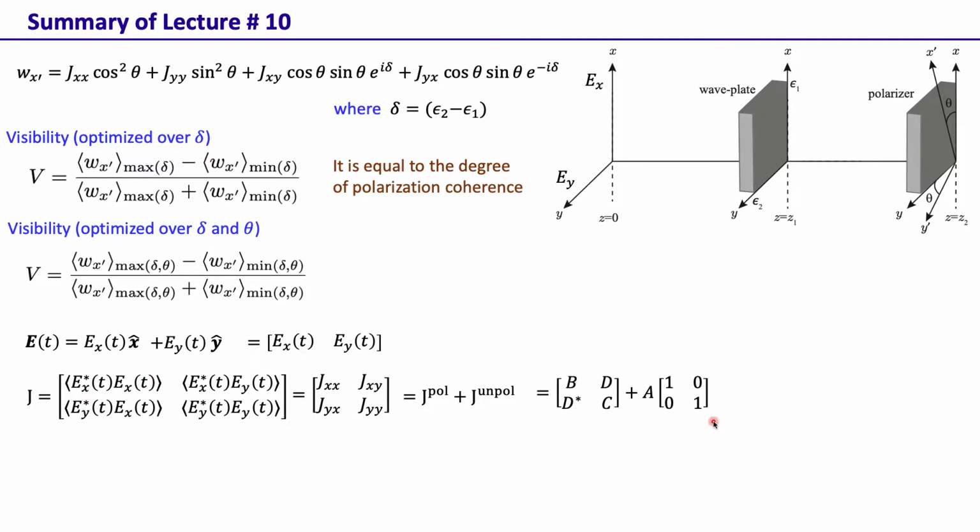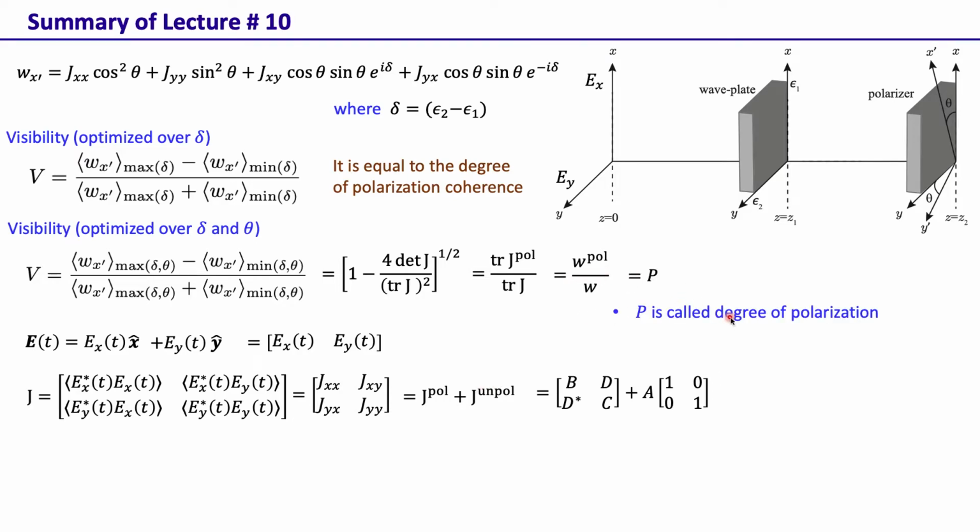Okay, so once we had this formulation, we saw that the visibility can be written like this: 1 minus 4 times the determinant of J divided by the trace of J squared, and the whole thing raised to the power half. Once we utilize this decomposition, this can be written as the trace of J polarized divided by the trace of J, which is basically the intensity associated with the polarized part divided by the total intensity. This we call the degree of polarization, and it is a basis independent quantity, equal to this visibility, which is also a basis independent quantity. So this is what we did in the last class.